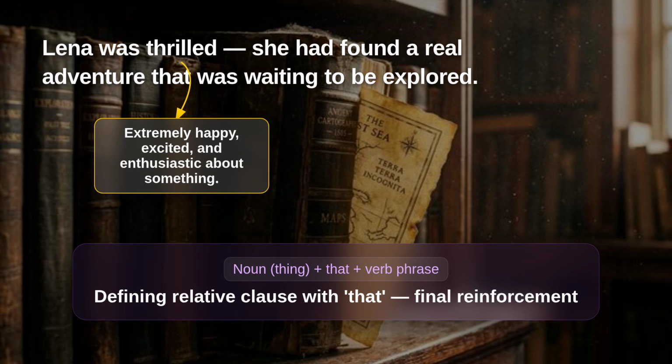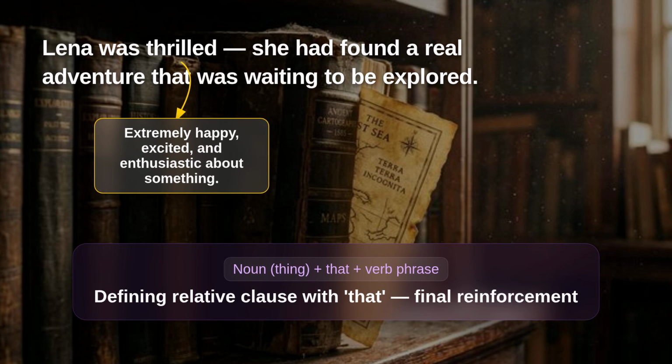So let's take a step back. In this lesson, you have learned 4 relative pronouns: who, that, which, and where. Each one connects extra information to a noun. Together, they are one of the most powerful tools in English grammar.